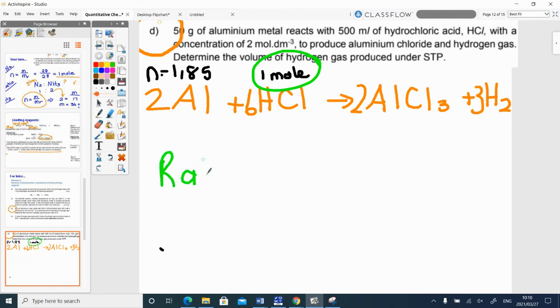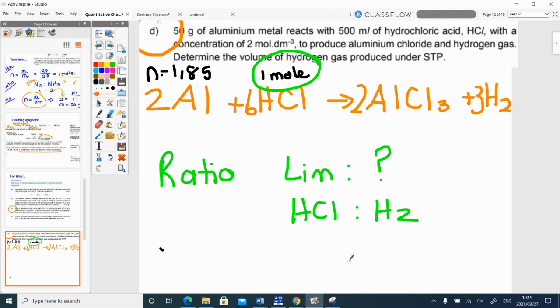To get my product, it's always going to be limiting to what they ask me. So limiting in this case, we worked it out to be HCl. They are asking me for H2. So what is the ratio? 6 to 3. I don't have 6. How many moles do I have of HCl? 1. So this is just going to be 1 divided by 6 times 3. You can also see that it's half. So it's 0.5 moles of H2. And then you answer your question.